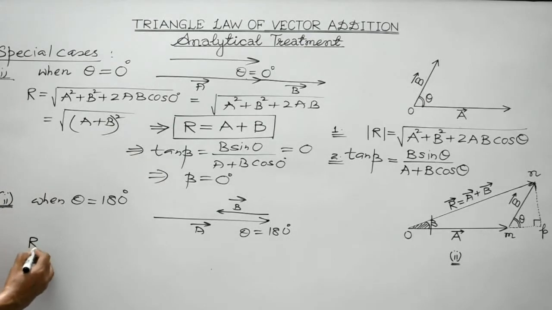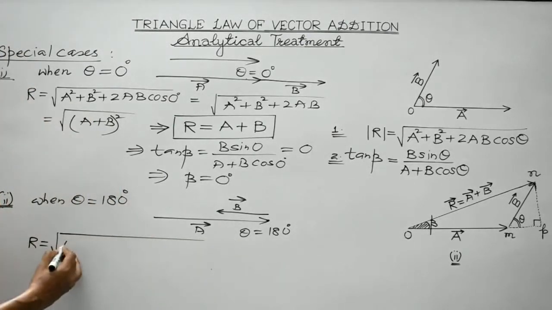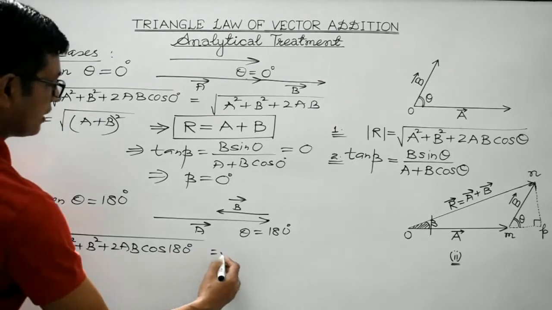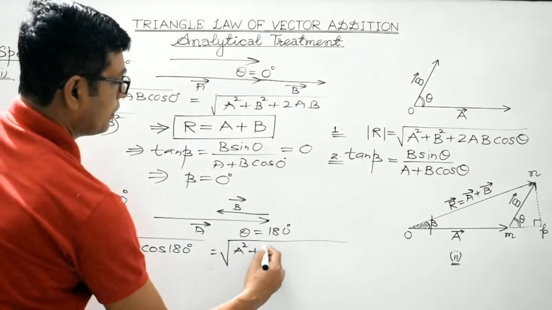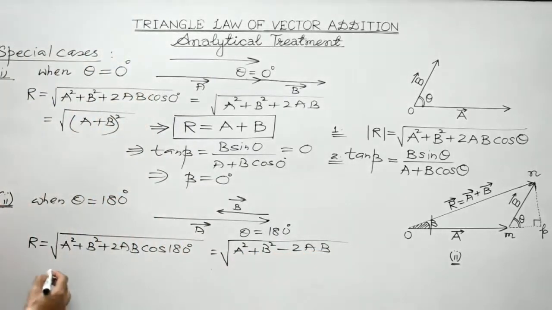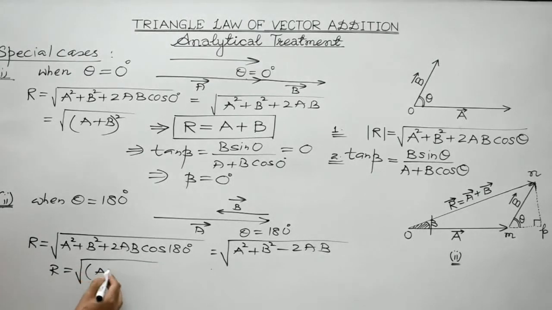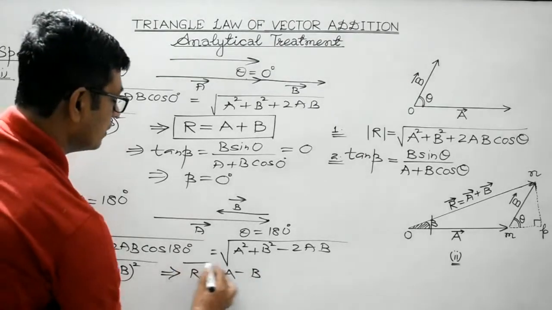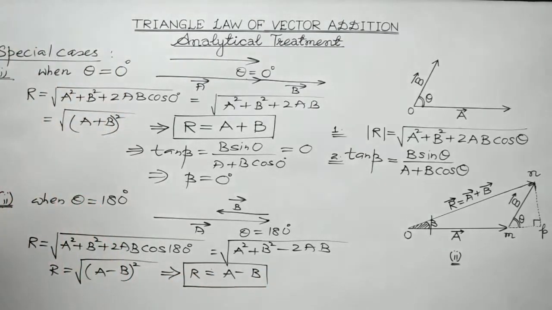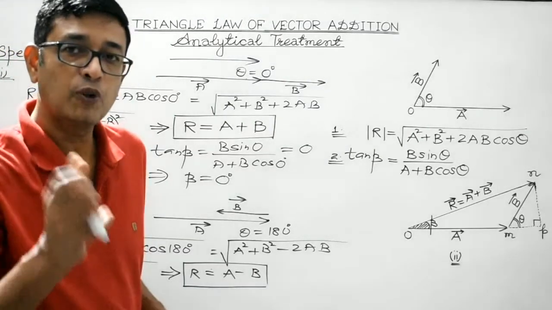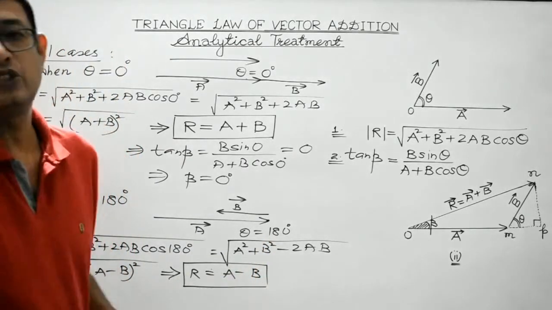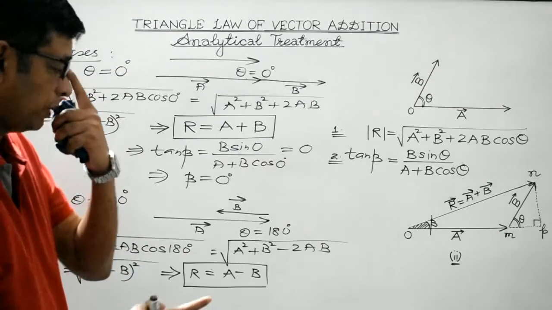So what we get is r would be given by square root of a square plus b square plus twice ab cos 180 degree. Students, cos 180 degree is minus 1. So we can write it as square root of a square plus b square minus twice ab. So it can be written as square root of a minus b whole square. That is, resultant is a minus b if a is greater than b. Right? So whenever the two vectors are opposite directed, then the magnitude of the resultant is given by the difference in the magnitude of the two vectors. Right? A minus b if a is greater than b.